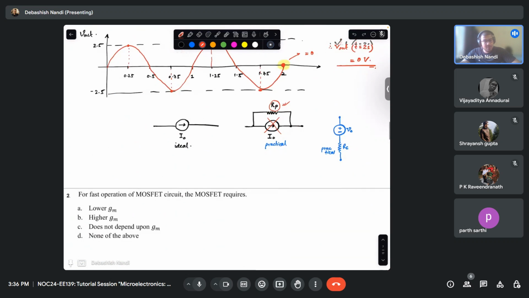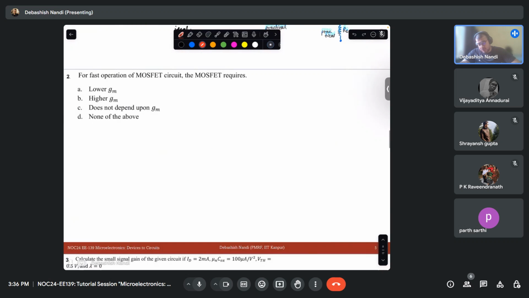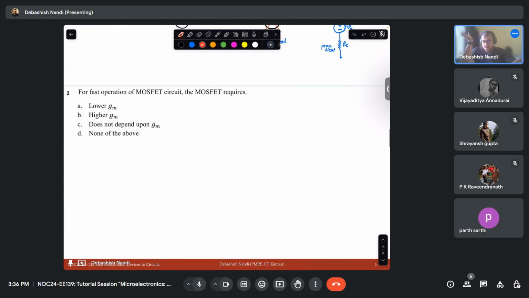So that is all about this problem. Let's move on to the next one. Okay, for fast operation of a MOSFET circuit, the MOSFET requires. So what is your take on that?